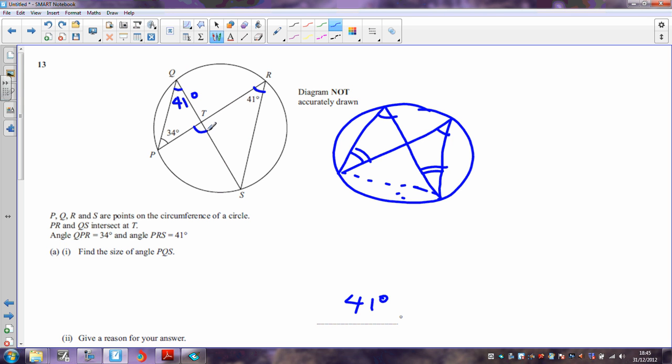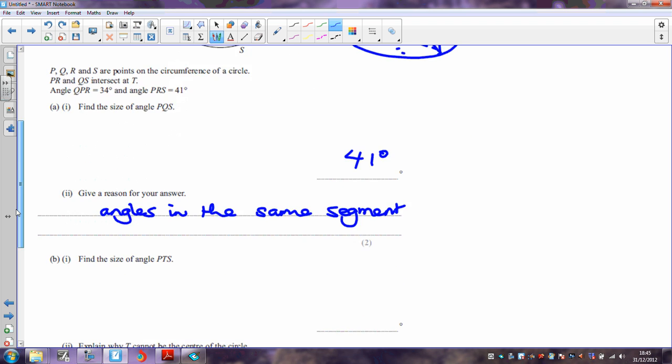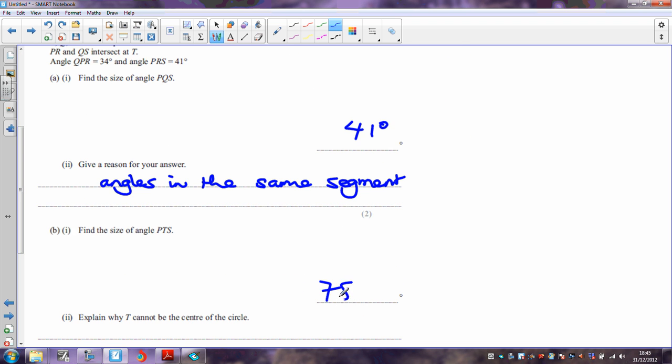Now that is this angle here. And we can see that what we have here, PQT, is a triangle. So if we can find this angle here, then we should be able to find this one because we've got a straight line. Okay, we can see these two angles add up to, so 41 plus 34, well that's 75. So this angle here must be 105 to give a total of 180, which means that PTS, this one here, must be 75 degrees. So that's fairly straightforward, 75 degrees.